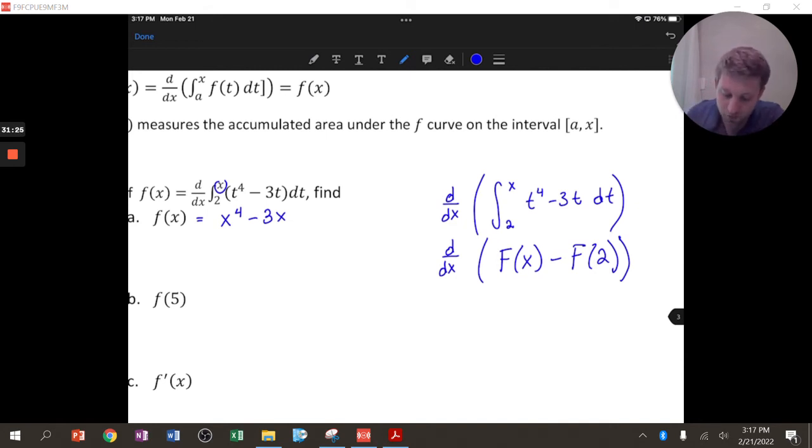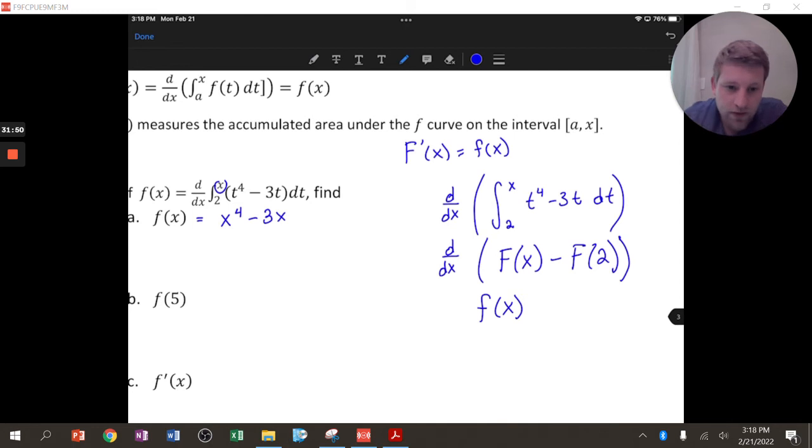Now, if I took a derivative with respect to x of these two antiderivatives, well, distributing this derivative to capital F of x would just simply give me f of x. That would be by definition, if I took capital F prime of x, that's equal to that original little f of x function.